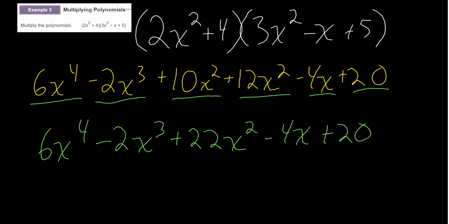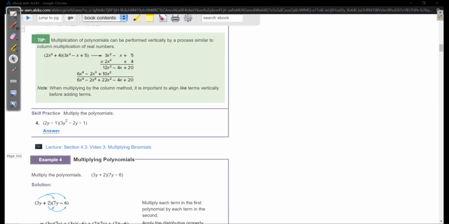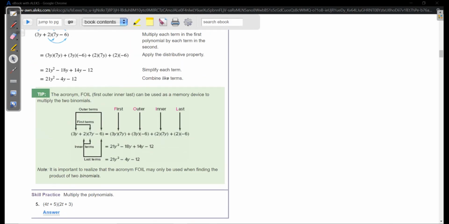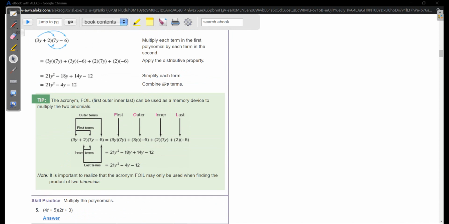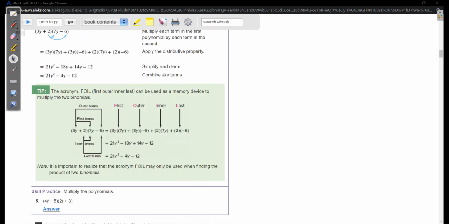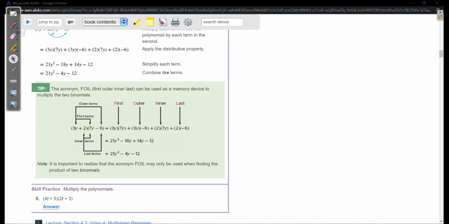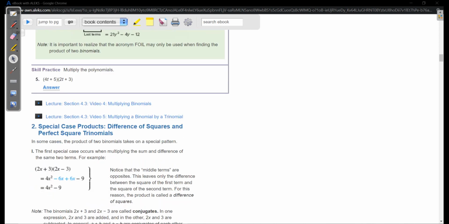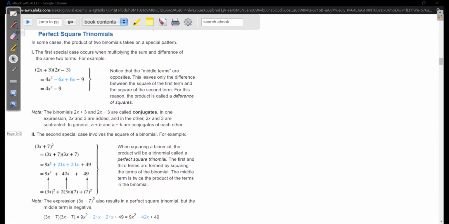Again, there's not a nice pretty acronym for this particular problem. We still have to use the distributive property. Interestingly, we actually talk about FOIL at the end of example 4. Well, it's there if you need it. I think my colorful version is better, but that is what it is.